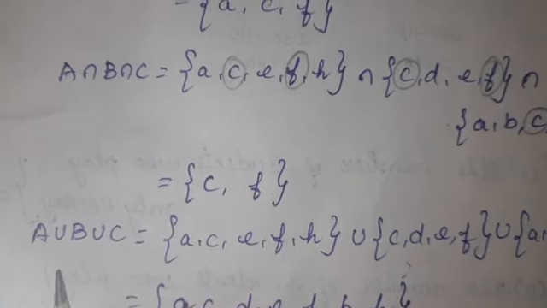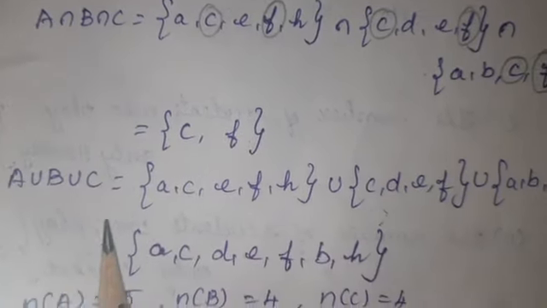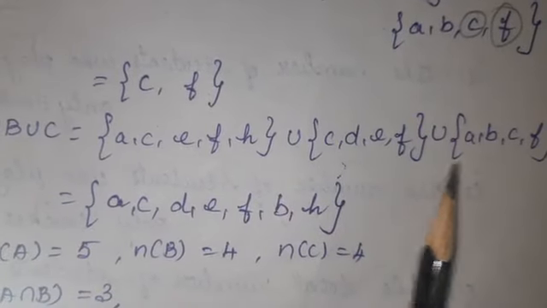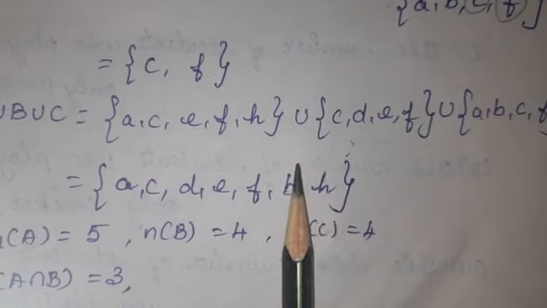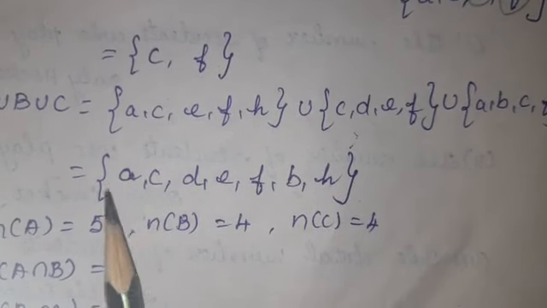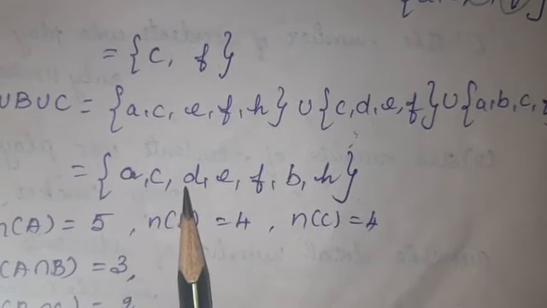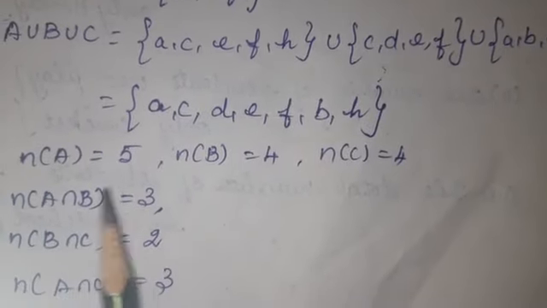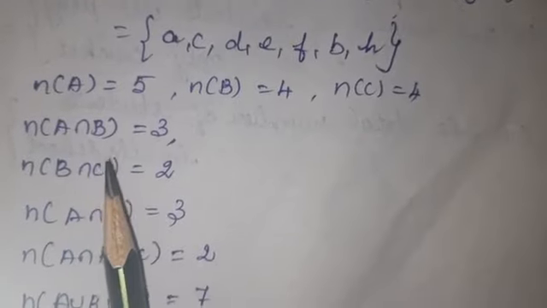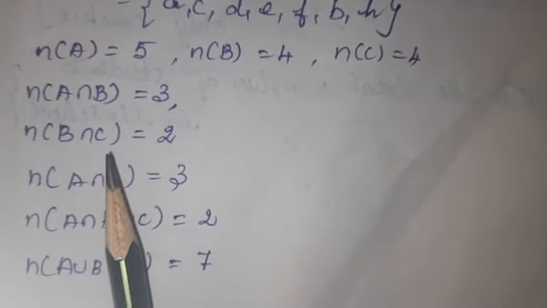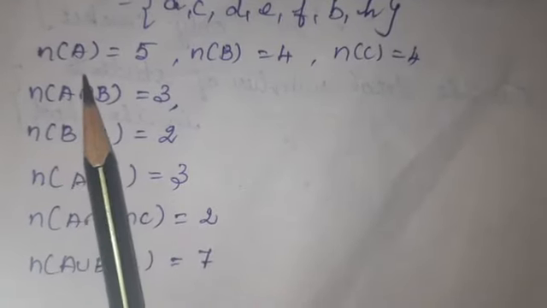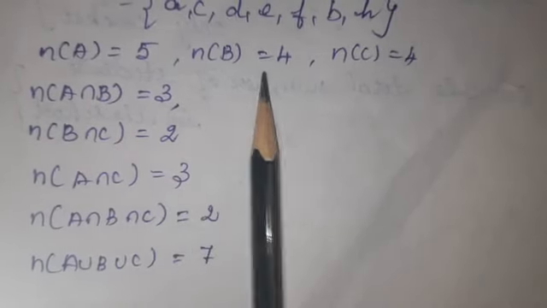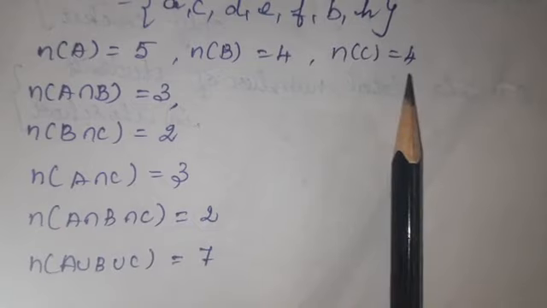Next we should find A union B union C, equal to A set union B set union C set. Join together and write each element one time. So you will get A, C, D, E, F, B, H. After that you should find the number of elements present in each set. Then only we can verify that formula. N of A, you count and write, it is 5. N of B, it is 4. N of C, 4 elements are present.